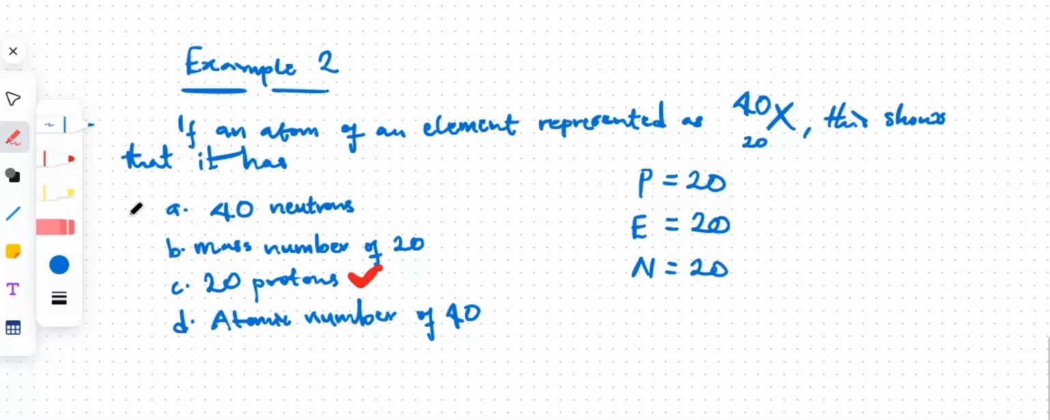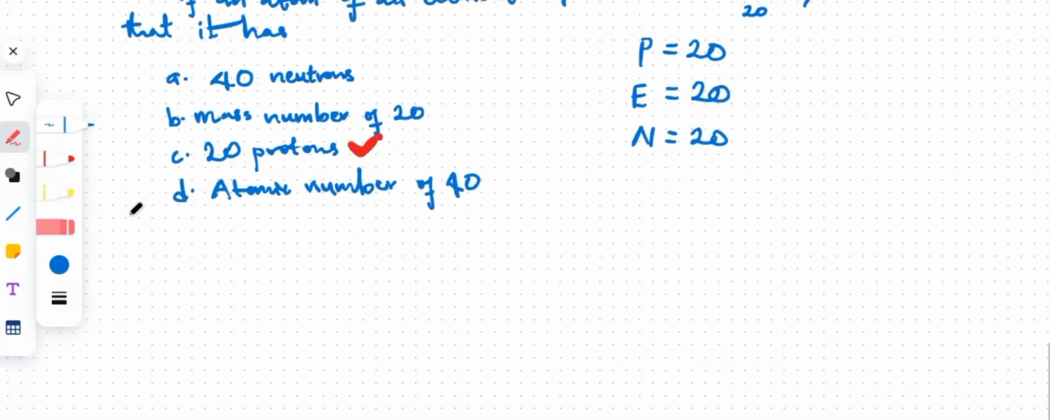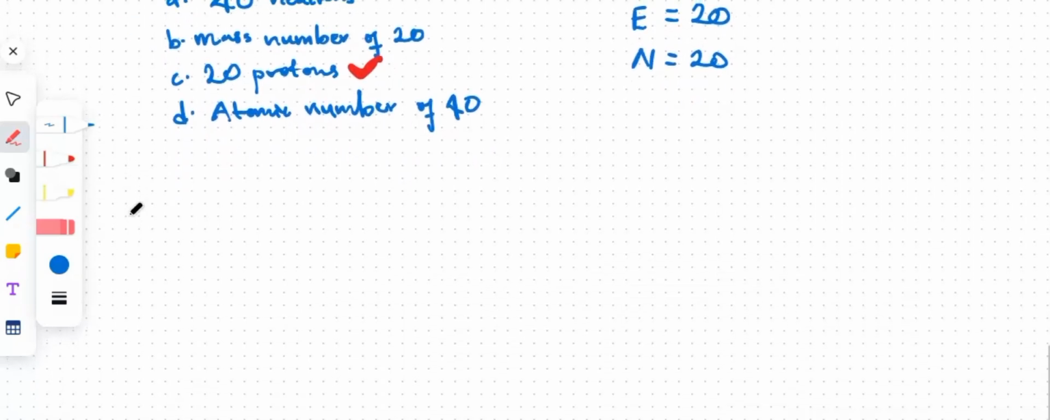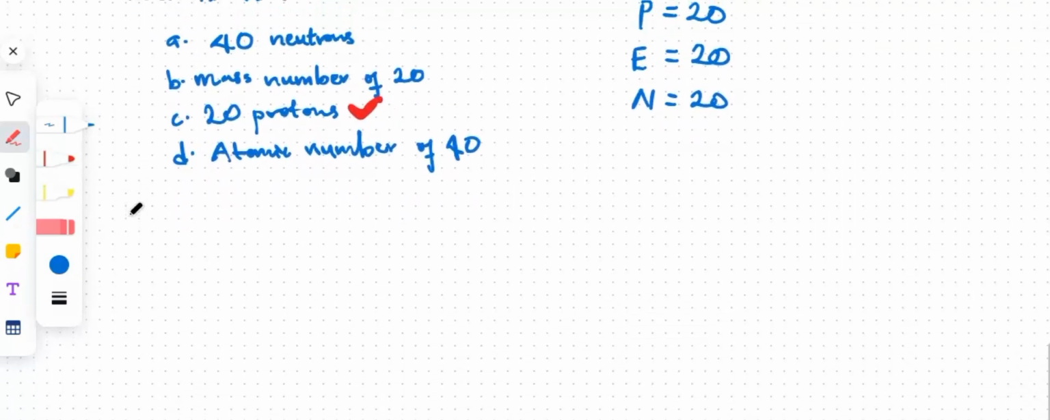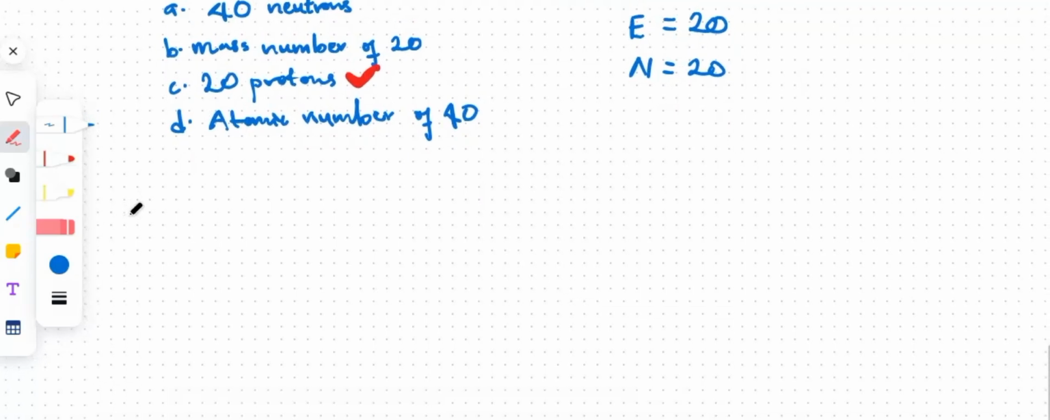So let's move on to the next. Having said that, let's look at the number of protons and number of electrons when it is not a neutral atom. Now we have seen that of a neutral atom, let's look at what we call ions.